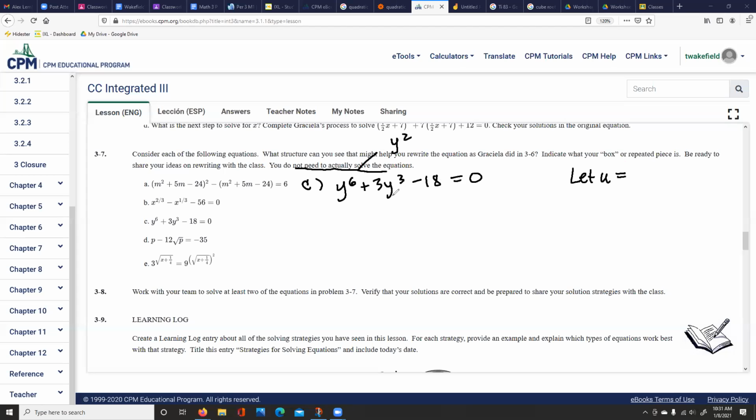I make it lower. And remember I said, take a look at the middle term. That's what you want to let U equal, that middle term. Let U equal y to the 3rd. Okay, so we're going to let U equal y to the 3rd. Why? Because what is y to the 3rd squared, you guys?